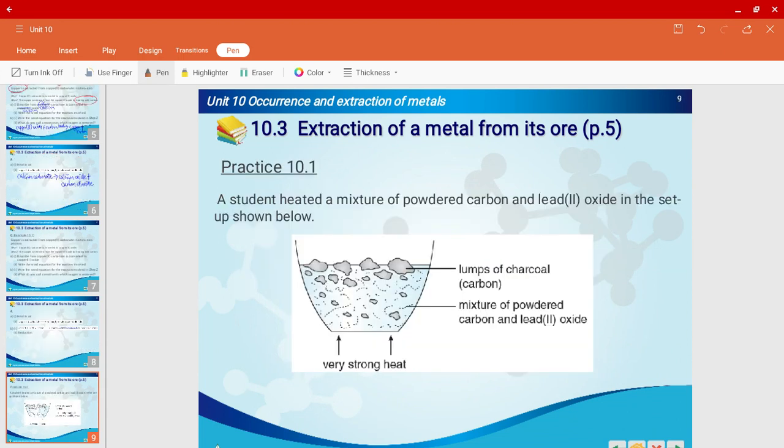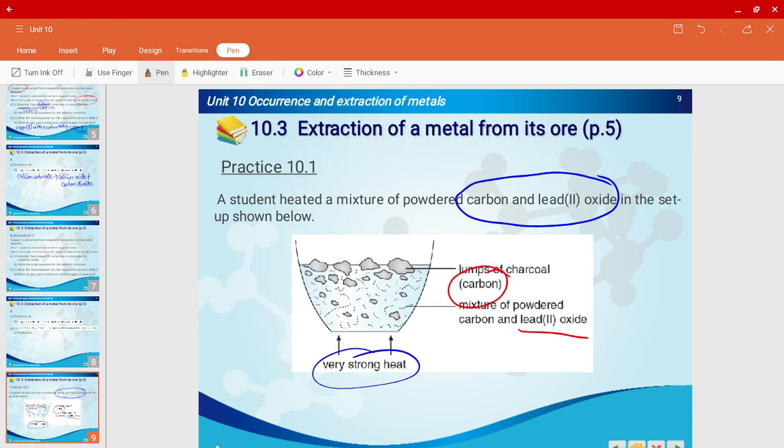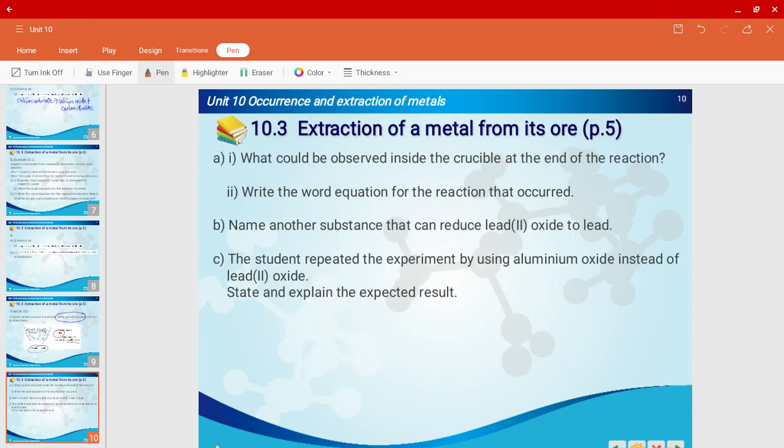Let's do one more. A student heated a mixture of powdered carbon and lead-2 oxide in the setup shown below. This is a hint. They're telling you they're doing heating with carbon. So method number 2 again. And here's a diagram for that. You can see that a very strong heat is being applied, and you have lead-2 oxide over here and carbon over here. Let's see the question.